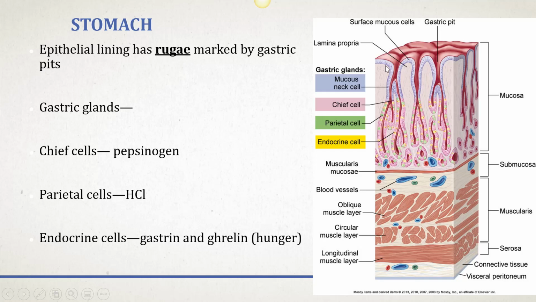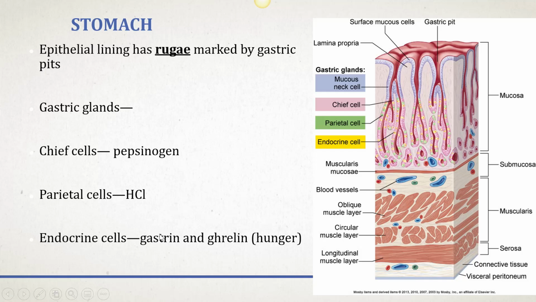In those ridges are gastric pits, and the gastric pits contain a lining of the different types of cells that are going to produce digestive enzymes and hormones that are going to aid in the digestive process. Gastric glands contain the cells that are going to aid in digestion. Chief cells produce pepsinogen. Parietal cells produce hydrochloric acid. And the endocrine cells produce gastrin and ghrelin.